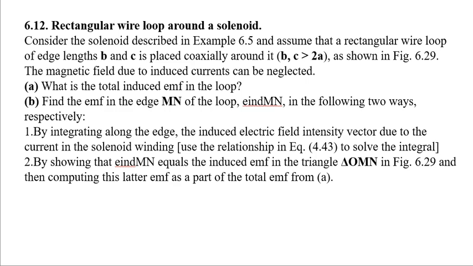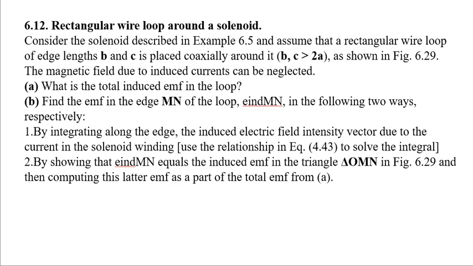that in physics you look at symmetrical geometry and shapes that give us nice cancellation. So consider the solenoid described. I'm showing you the problem in example 6.5, because the book I took it from is in chapter 6. And assume that the rectangular wire loop of edge lengths B and C is placed coaxially around it. So you have a circle inside a rectangle, and B and C are bigger than 2A, so you don't cancel the length with the radius. That's just the constraint here, as shown in figure 6.29.